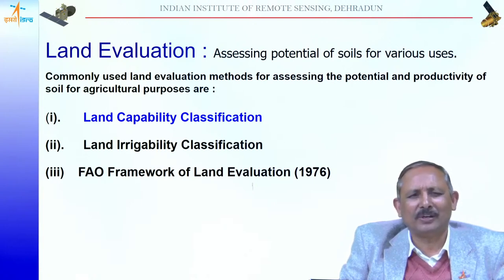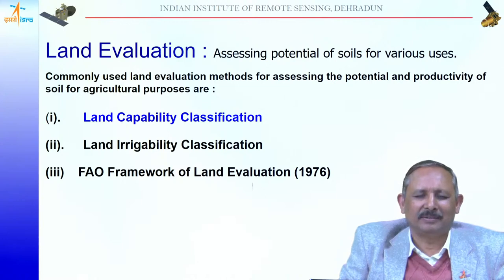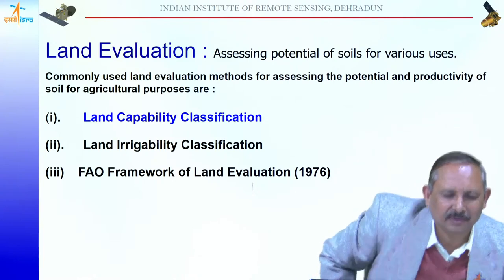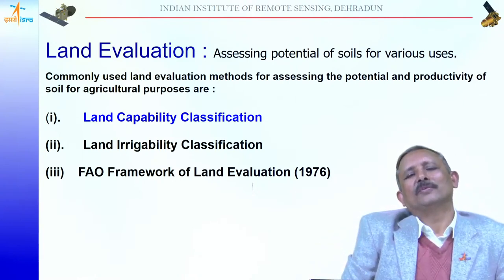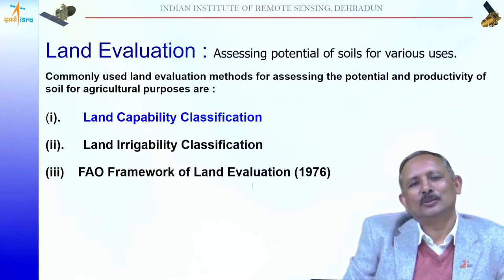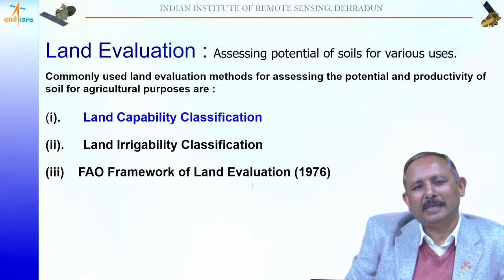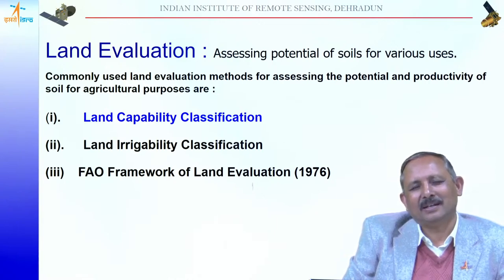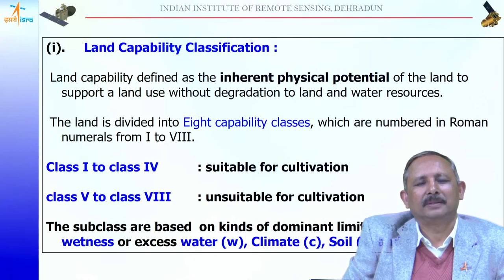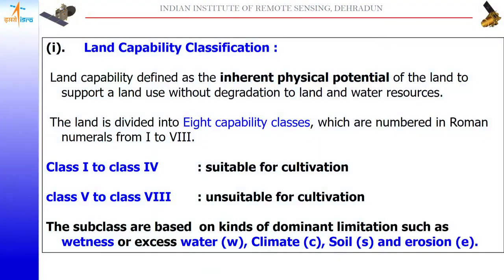Otherwise, if it is not suitable for irrigation and you are doing irrigation, then in future problems may come. So we do land irrigability classification. And for crop suitability, we go for the FAO framework of land evaluation to assess the suitability of the crop. Here I will go for one assessment, that is land capability classification, because in general all the application people first do the land capability classification, its general potential.